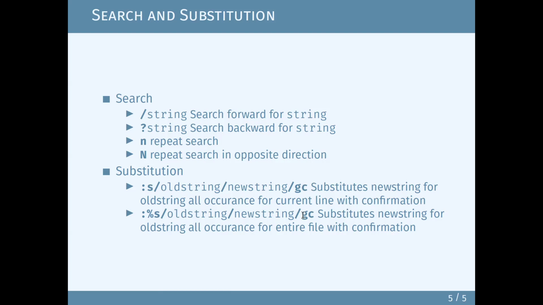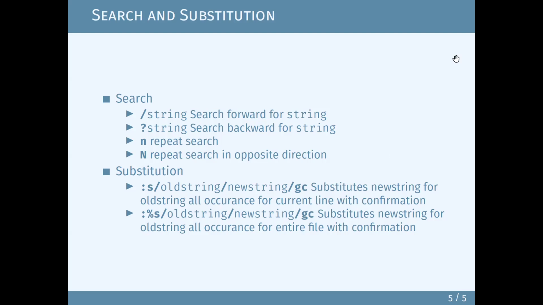Searching. Usually when you want to search something within the file, you can use slash to search in the forward direction, or you can start with question mark if you want to search in the backward direction. You can repeat the search, that means you go to the next matching line, by pressing N in the forward direction. If you press capital N, it will go in the opposite direction.